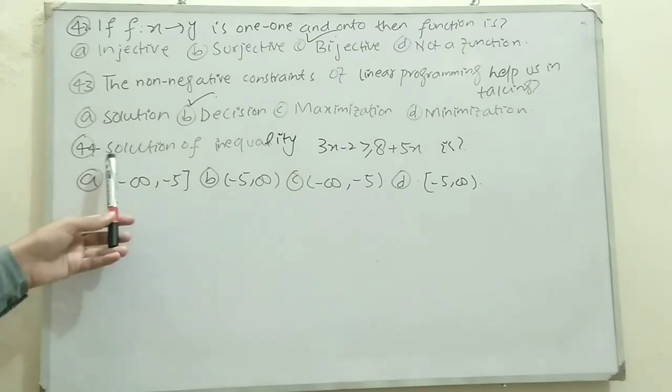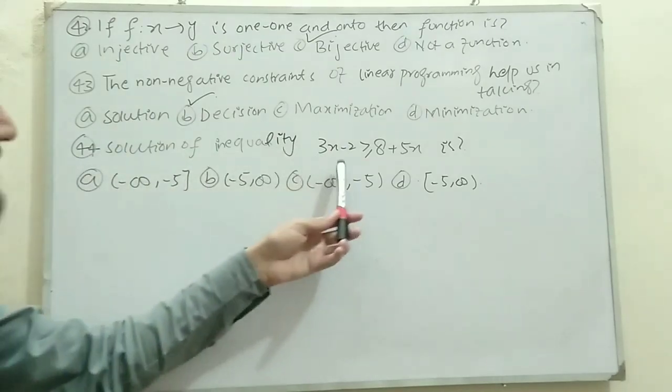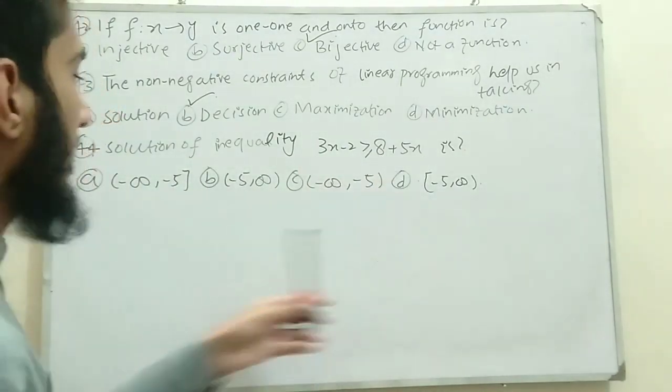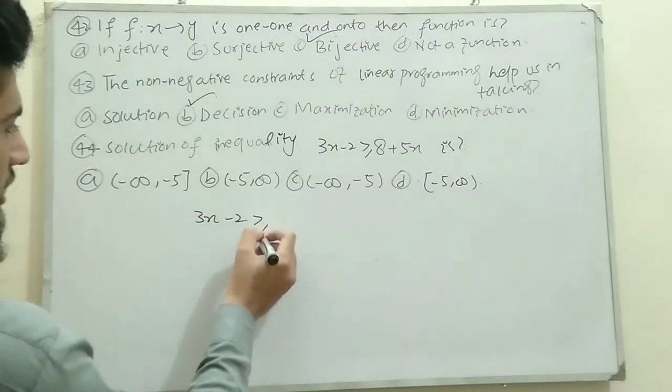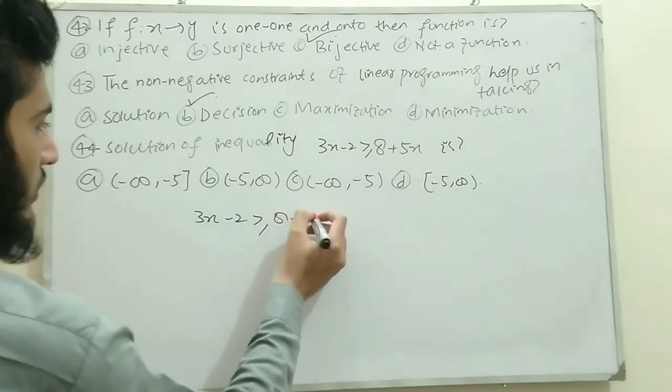Move toward MCQ number 44. A solution of inequality 3x minus 2 greater than or equal to 8 plus 5x will be; 4 options are given. So taking the given inequality 3x minus 2 greater than or equal to 8 plus 5x.